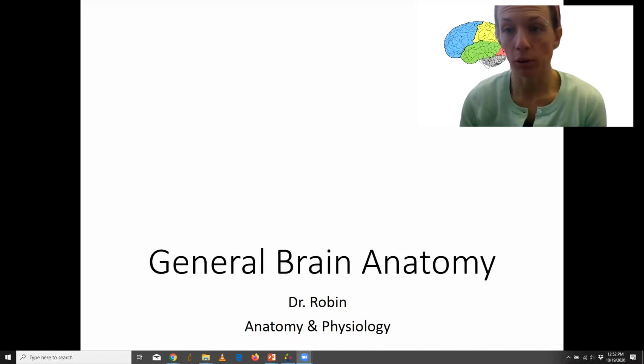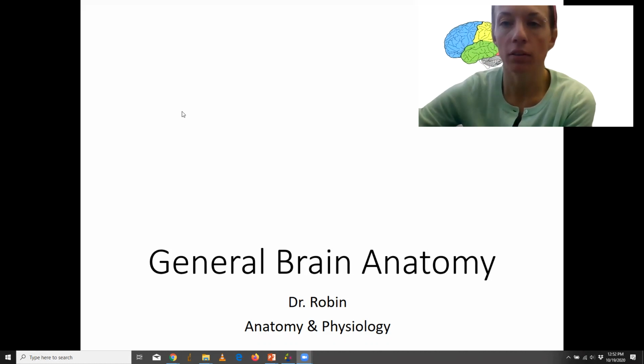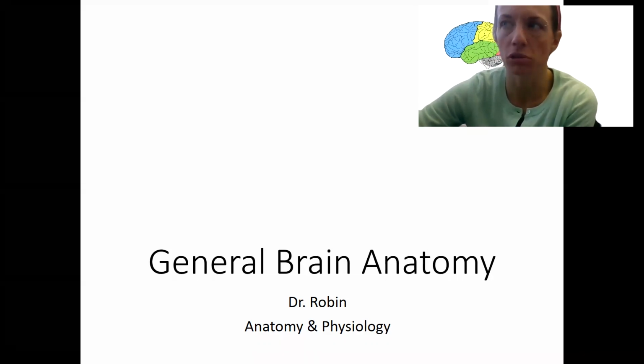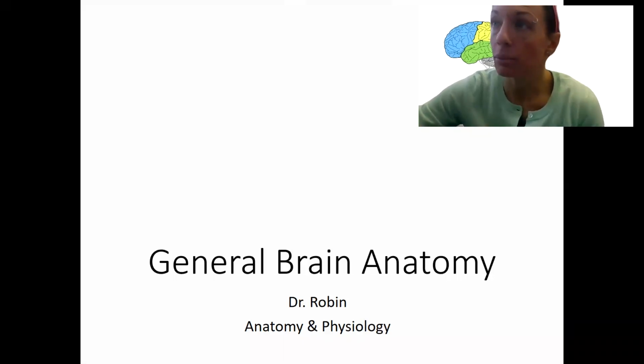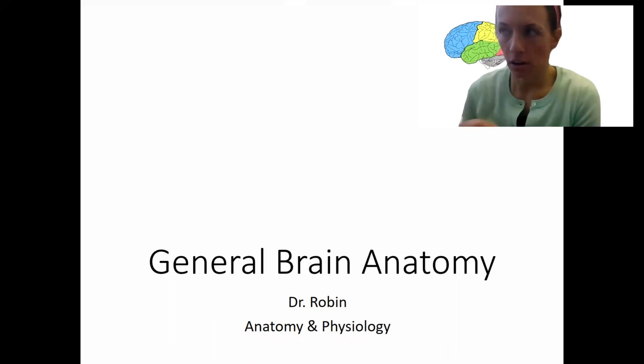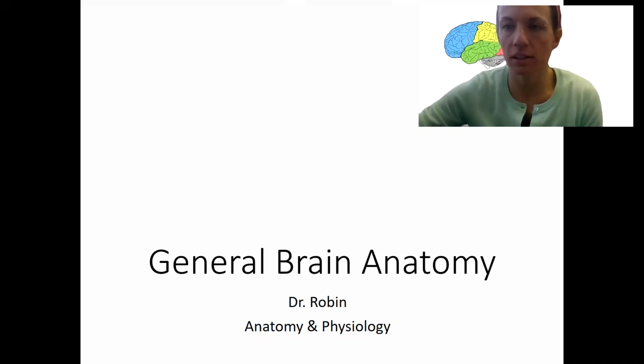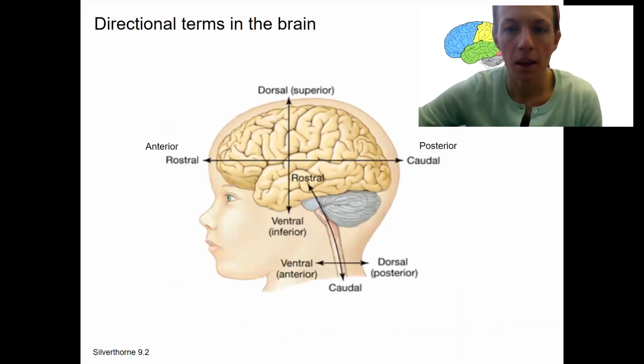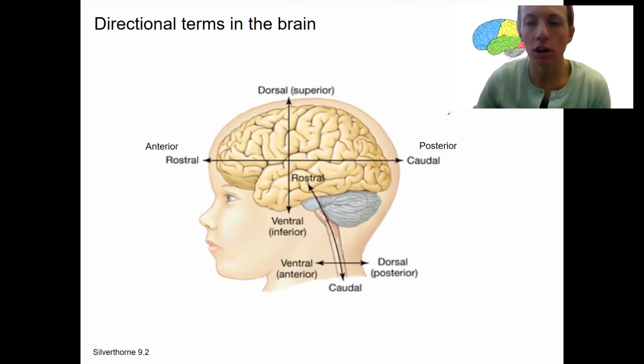I want to start with some general brain anatomy. Some of this should be review in terms of directional terms, and some of it will be a little bit new. All right, so let's start with looking at some general anatomy in terms of directional terms. If you remember from week 1, we talked about how directional terms in the brain are a little different than they are in the rest of the body.